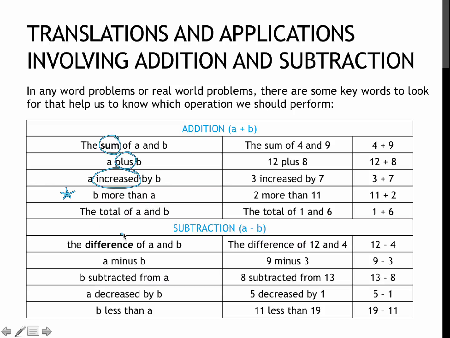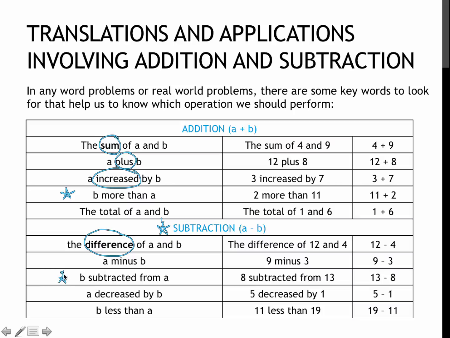Words that mean subtraction are difference. We talked about that one already. So the difference of A and B, 12 minus 4. And again, I just want to point out that addition, you can really add in either order. That is the commutative property, and you're going to get the same value. There is no commutative property of subtraction. So on subtraction, you have to be very careful that you're putting the correct number first. So the difference of A and B, for this one, we're going to just, whichever value they give us first, we're going to write it first. So 12 minus 4. A minus B, again, they're giving it to us in the proper order already.